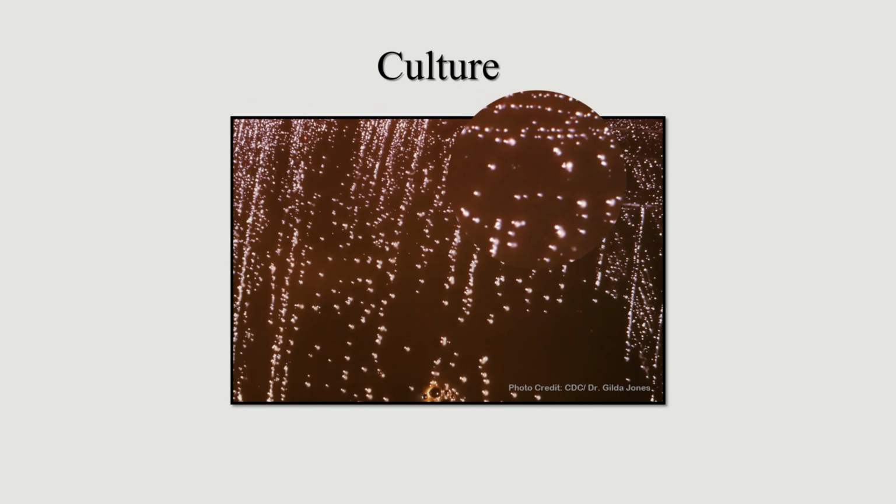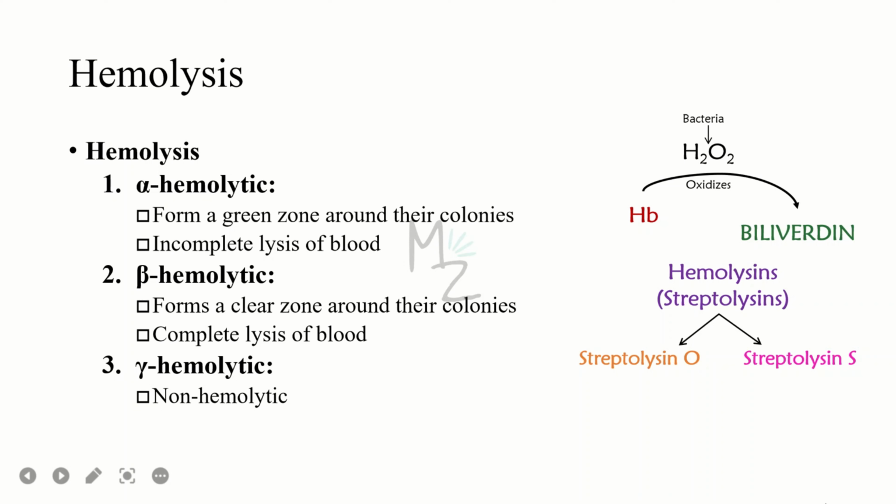One of the important characteristics for identification of Streptococci is the type of hemolysis. Let's talk about that. The first one is alpha hemolytic bacteria, which means that the bacteria will cause partial hemolysis. The alpha hemolytic streptococci form a green zone around their colonies as a result of incomplete lysis of red blood cells in the agar. The green color is formed when hydrogen peroxide produced by bacteria oxidizes hemoglobin in red color to biliverdin in green color.